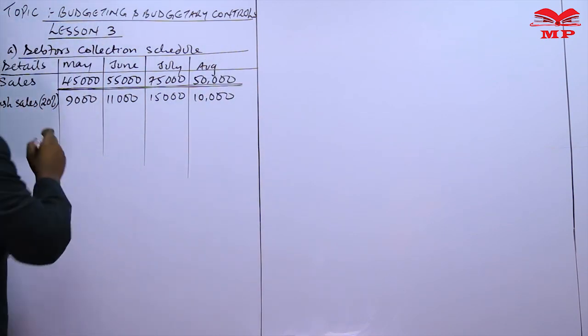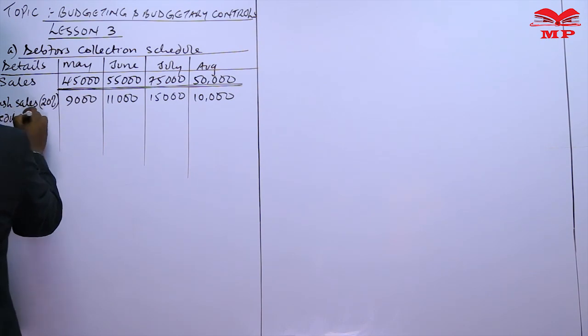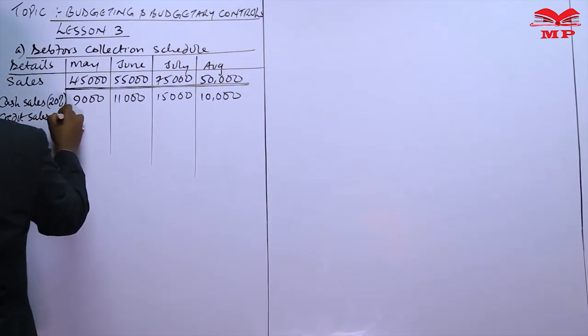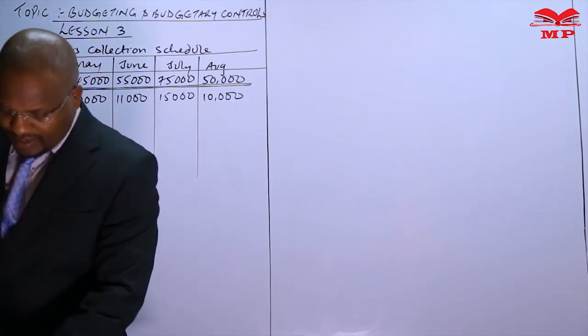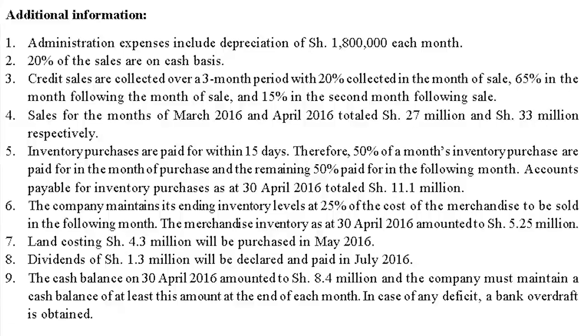Then we have credit sales, which is 80% of those amounts. We have been told in information number 3 that credit sales are collected over a 3-month period, with 20% collected in the month of sale, 65% in the month following the month of sale, and 15% in the second month. Looking at these percentages, 65 plus 20 is 85, plus 15 is 100.